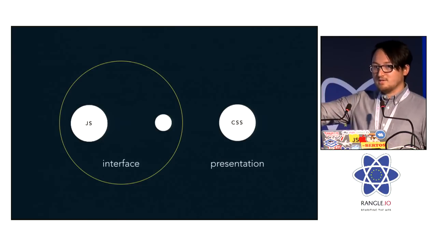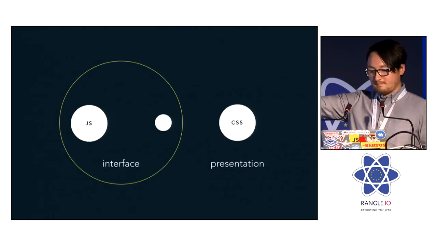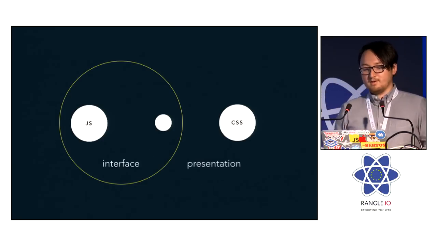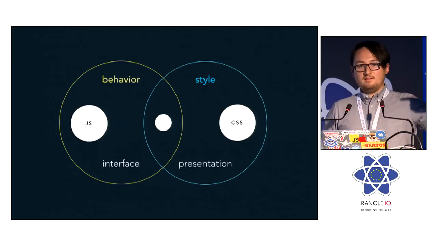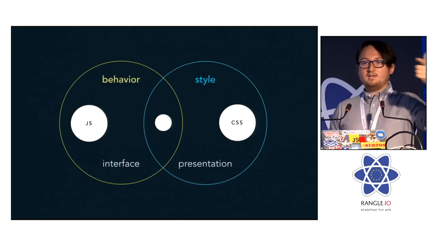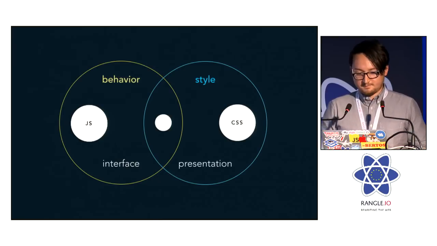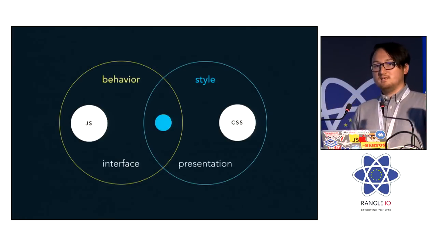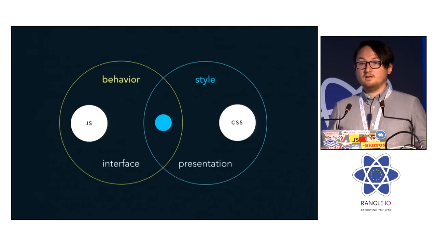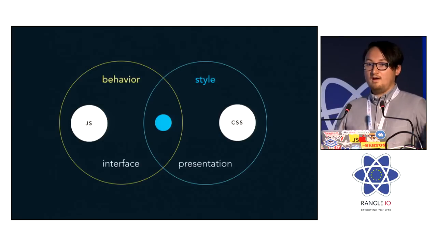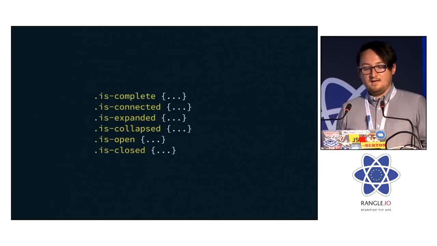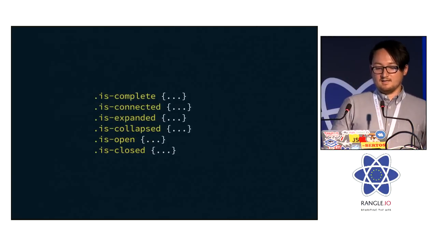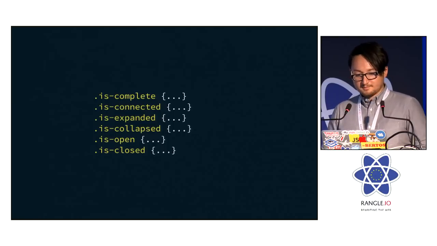But then on the outside, we still have presentation, right? And so we have this little bit of a loop because we didn't grow our thinking at all. And so we still have this state that exists between HTML and CSS, our React components and CSS. A lot of times we put this in CSS because it's styles, right? You know, styles are CSS. So obviously we have to do this in CSS. So we end up with a lot of classes like this. Is complete, is connected, is expanded, is collapsed, is open, is closed, right?